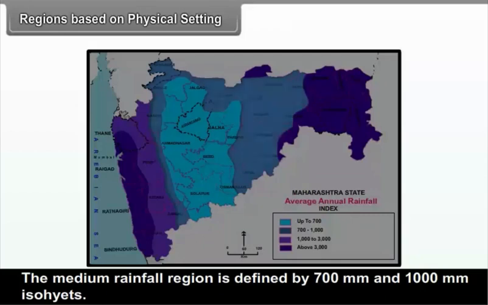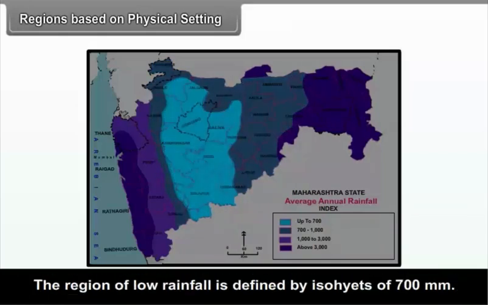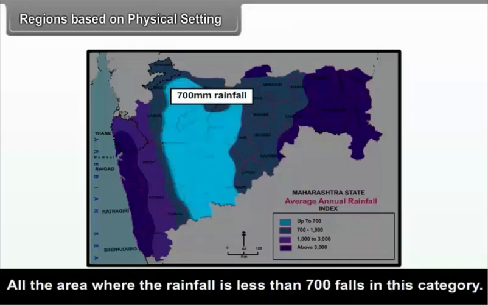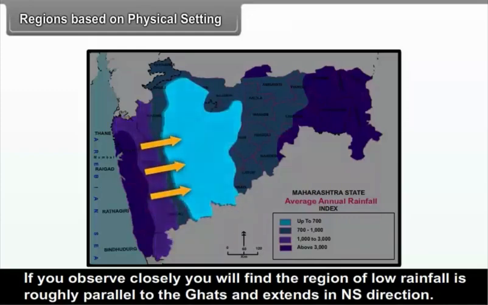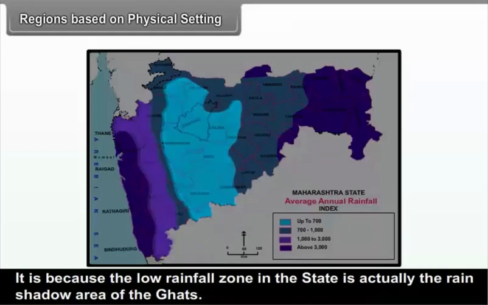The medium rainfall region is defined by 700 mm and 1000 mm isoheights. The region of low rainfall is defined by the isoheight of 700 mm. All the area where the rainfall is less than 700 mm falls in this category. If you observe closely, you will find the region of low rainfall is roughly parallel to the Ghats and extends in a north-south direction. It is because the low rainfall zone in the state is actually the rainfall shadow area of the Ghats.